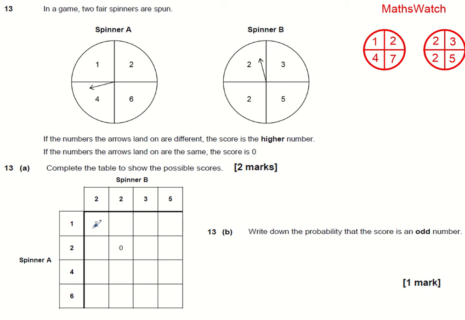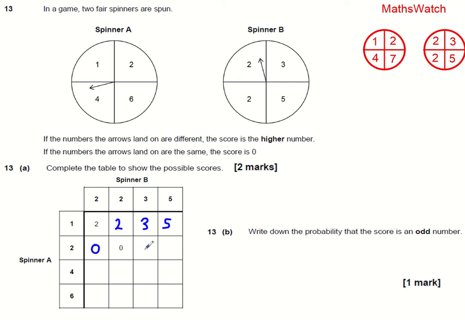In that first game where you can see a 2, 1 was playing 2. Since 2 was the higher number, 2 is placed down as the score. That's the same situation in the next box: 1 is playing 2, 2 wins, so 2 is the score. Next one, 1 is playing 3, 3 wins, and in the top one, 5 wins. On the next row, in this first box, 2 is playing 2. Those numbers are the same, therefore the score is 0.